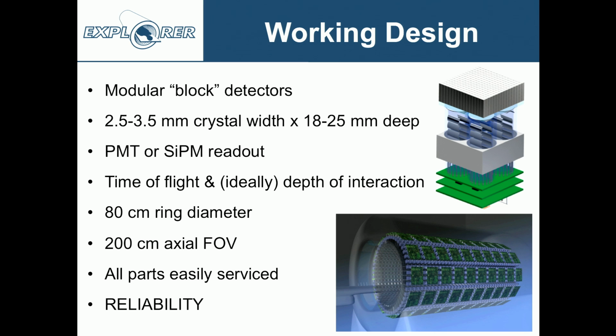We really want to cover the whole body. A lot of people have asked, well, why don't you just build a 1 meter scanner? Why go to 2 meters? You get most of the gain. And I think there's two answers to that. First of all, you lose one of the big advantages if you go to 1 meter, which is you don't see all the activity you've injected. You don't cover the entire body.